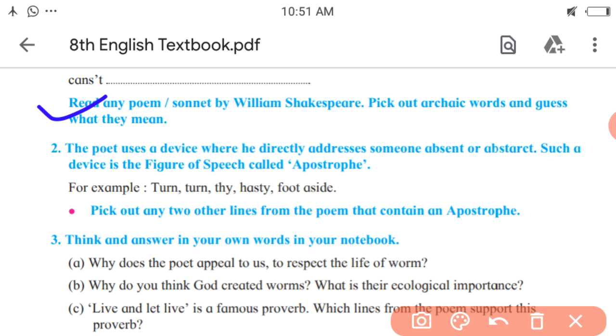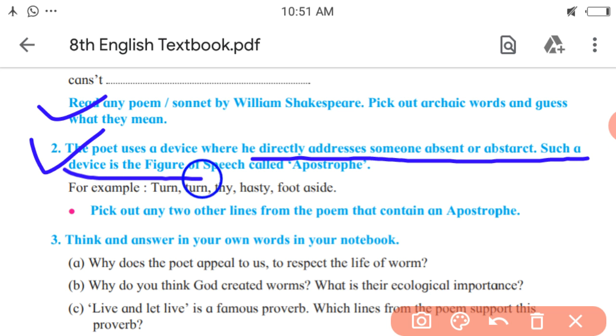Next, the poet uses a device where he directly addresses someone absent or abstract. Such a device is the figure of speech called apostrophe. So remember, apostrophe is the figure of speech in which someone is directly addressed who is absent or abstract at that occasion or at that place. So here is the example. Turn, turn thy hasty foot aside.